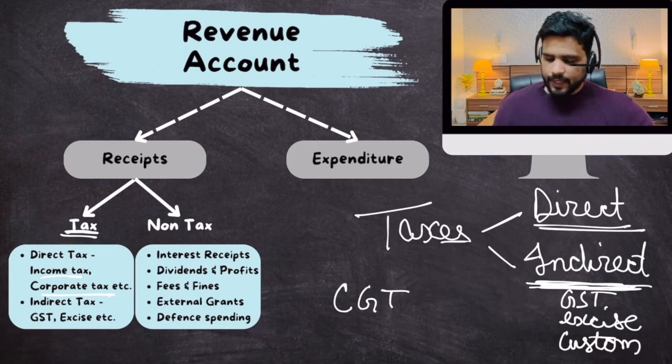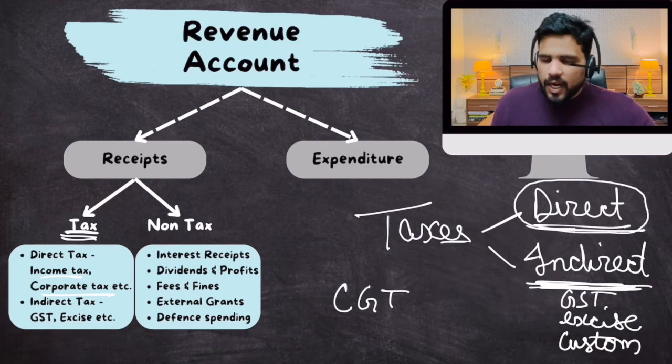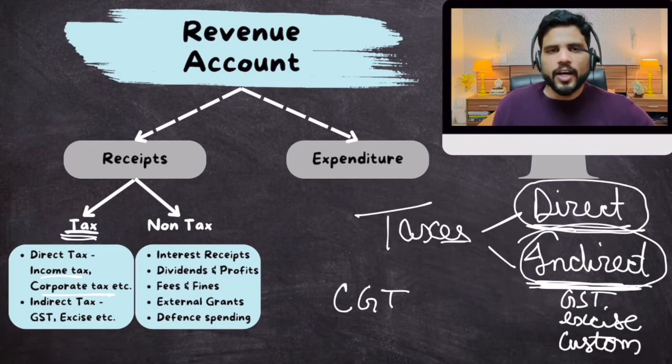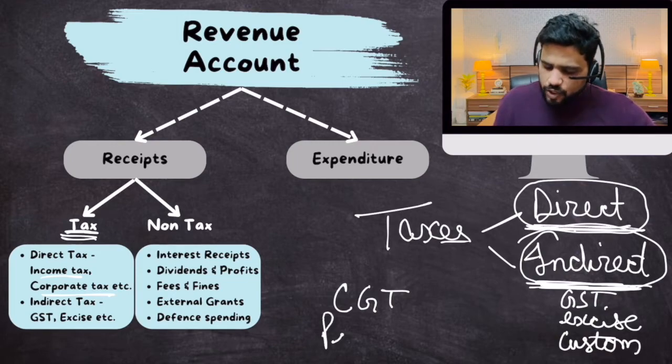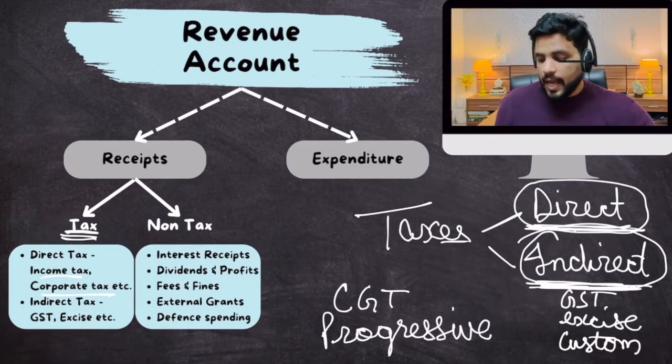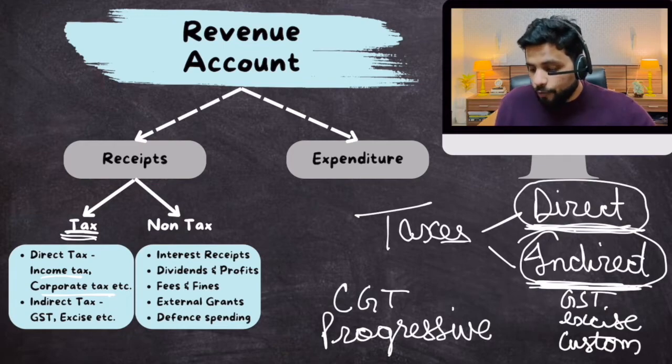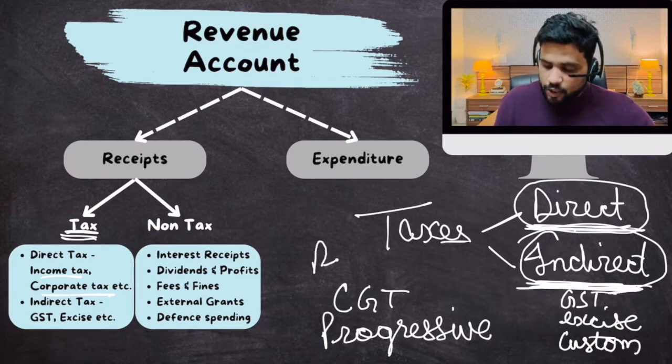Simple, right? So direct taxes, indirect taxes. Mind you, direct taxes are a little better than indirect taxes. It is said that if your revenues come more from direct taxes, then your taxation system is a little bit progressive. Okay? And if your revenues come more from indirect taxes, then your taxation system is a little bit regressive.